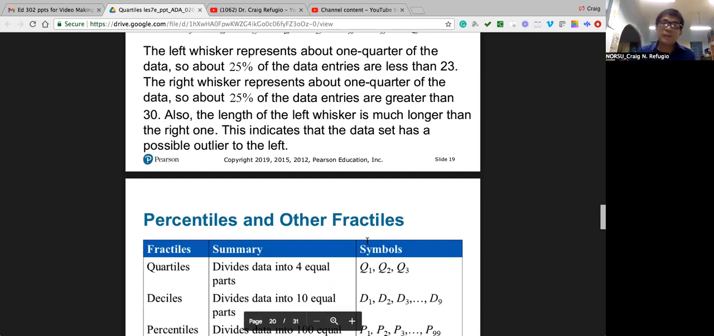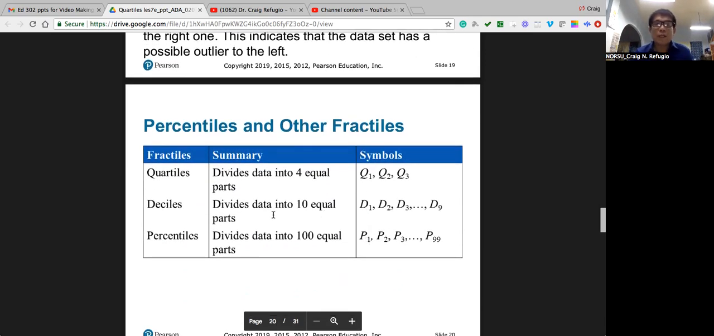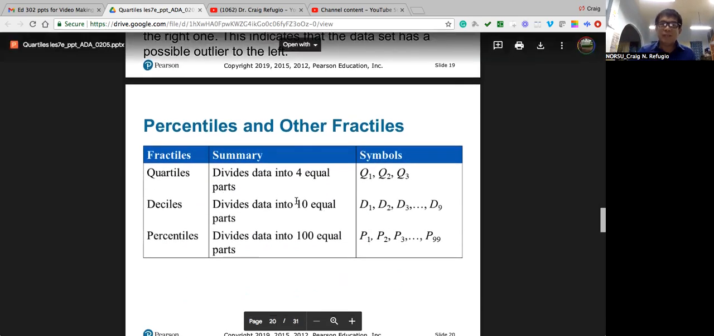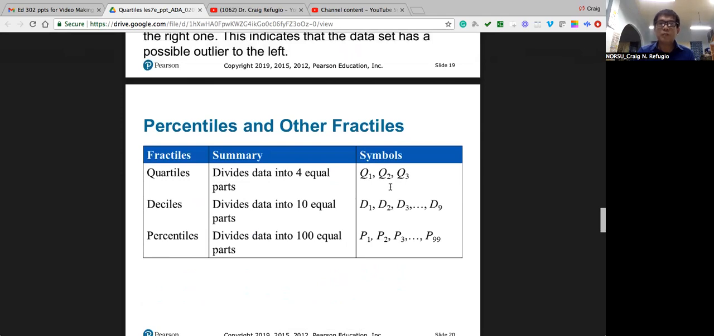Then we go to percentiles and other fractiles. So we look at quartiles, which divide data into 4 equal parts: Q1, Q2, and then Q3.